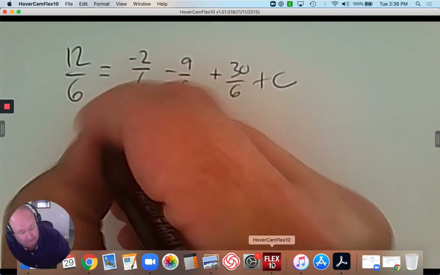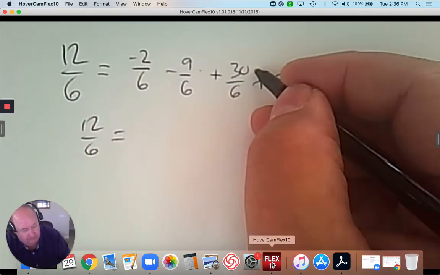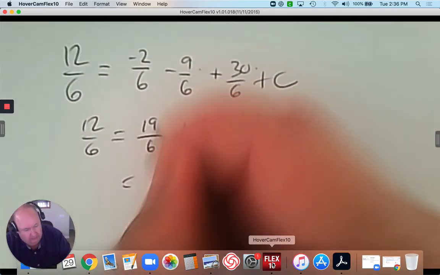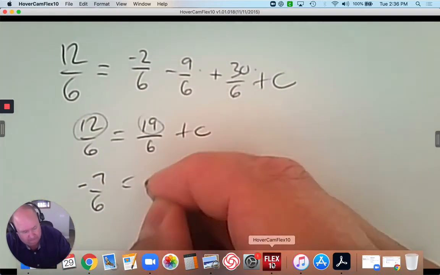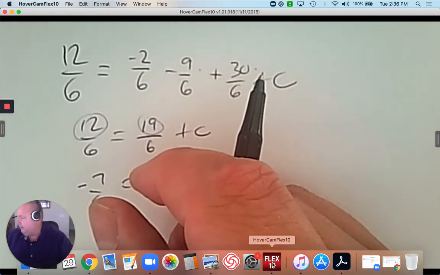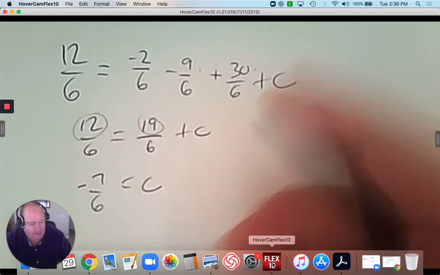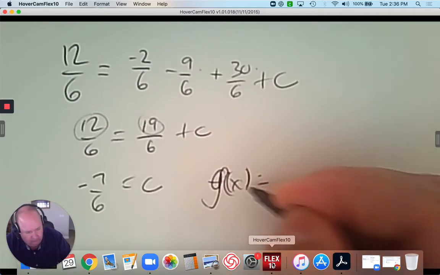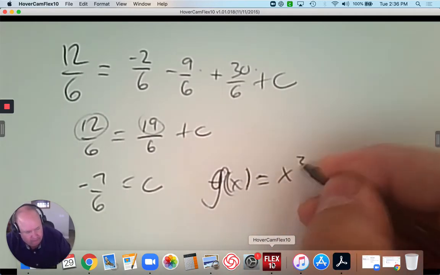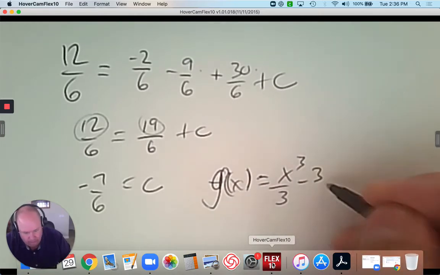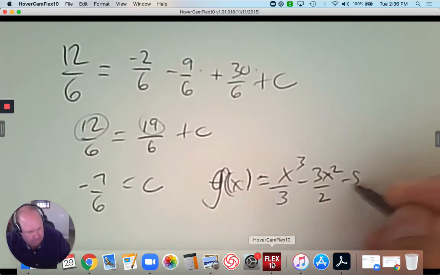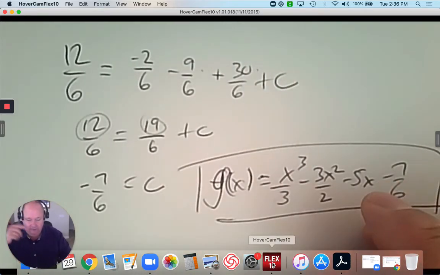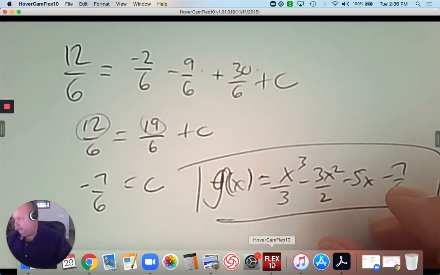All right, we're going to combine them together. So that's negative 11 and 30. What is that? 19. And then when I subtract, it'll be negative 7. Is that right? Let me just check my answer key. Good. So then when I put it all together, it's g at x. I had x cubed over 3 minus 3x squared over 2 minus 5x, and then my constant I found was negative 7 over 6. The awful part was just the fractions at the end, which is not calculus.